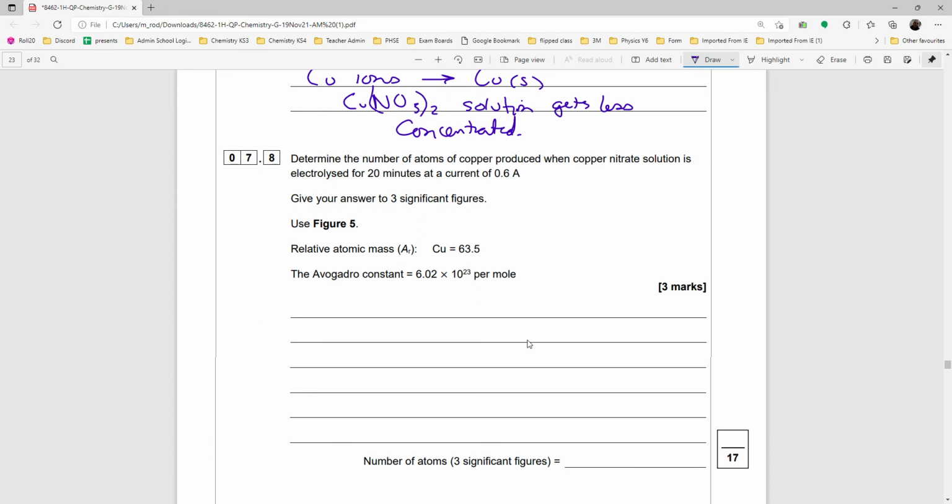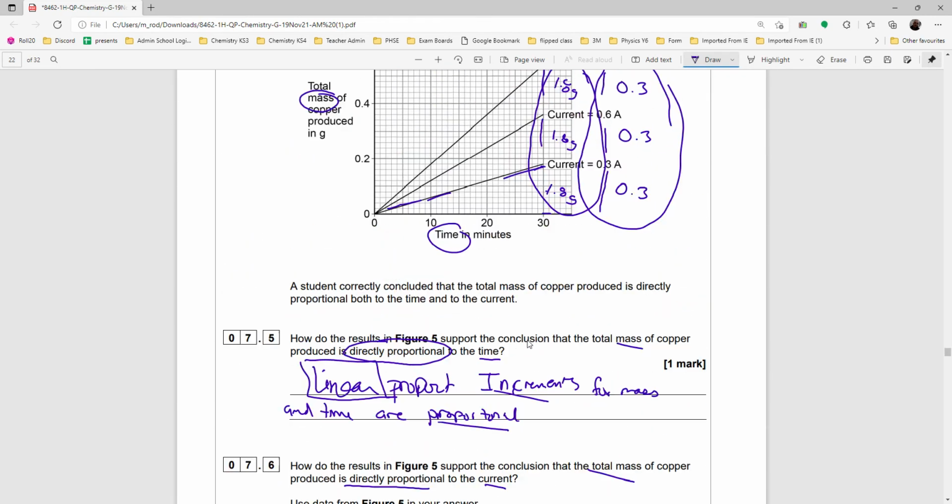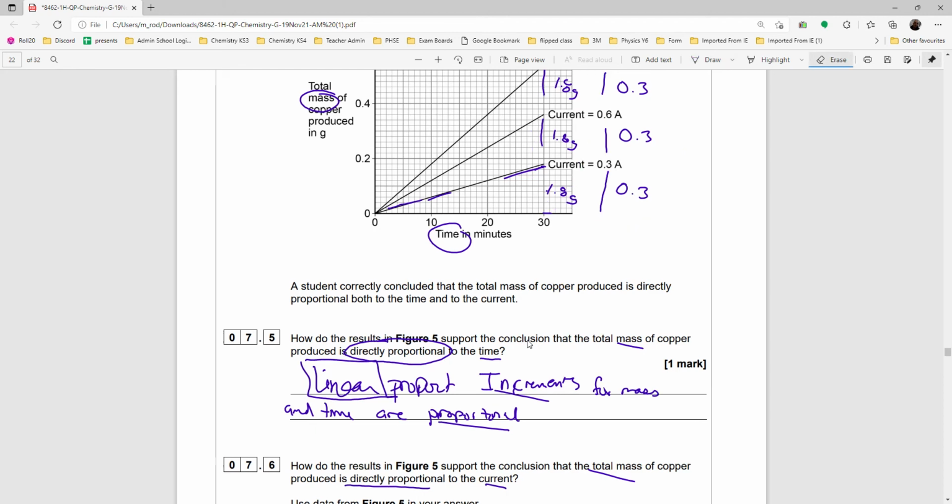Determine the number of atoms of copper produced when copper nitrate solution is electrolyzed for 20 minutes at a current of 6 amps. Well, if you forgot that this is question 7 and they can ask you questions from earlier in question 7, you're going to find it rather difficult. I'm going to erase this a little bit to get rid of some of my scrawl.